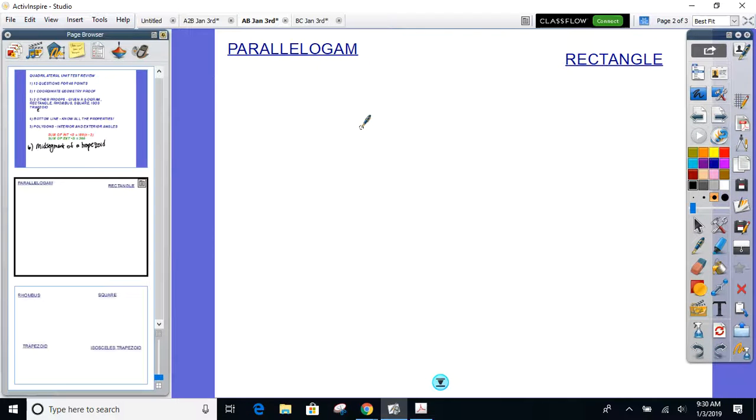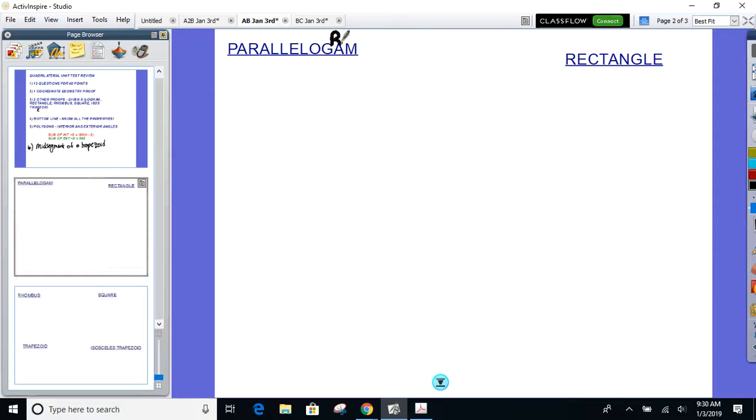Parallelogram. There's 4 different ways. I wrote them down up here yesterday, so I'm not going to go over that. On the coordinate proof tomorrow, if it says prove it's a rectangle, what's your plan?